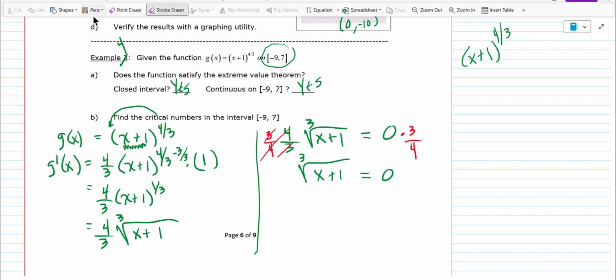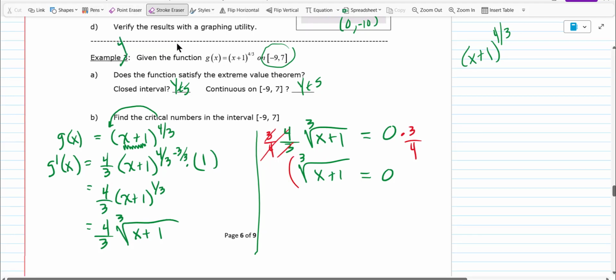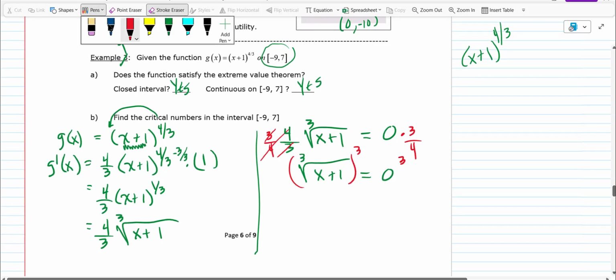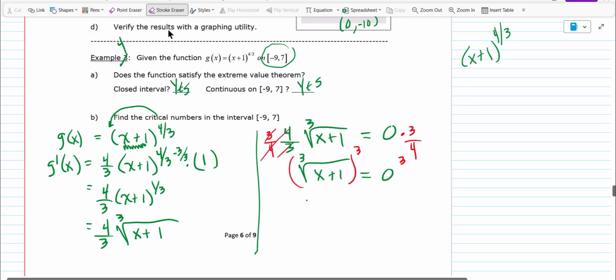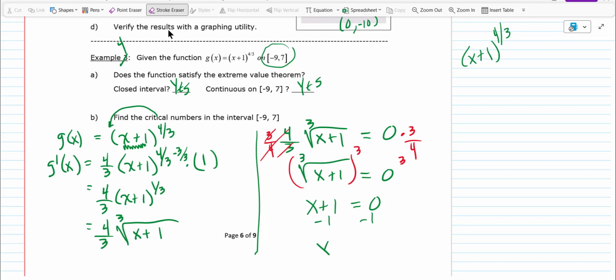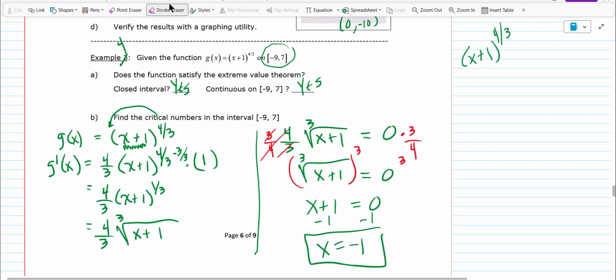If it's a cube root, you cube both sides to get rid of the radical. So what I would do now is this. And it's good to know this in case you can't do this in your head. When you do the cube root of something cubed, that takes off the radical, so that gives x plus 1 equals 0. And then you would just get x equals -1. So that is your critical number right there.